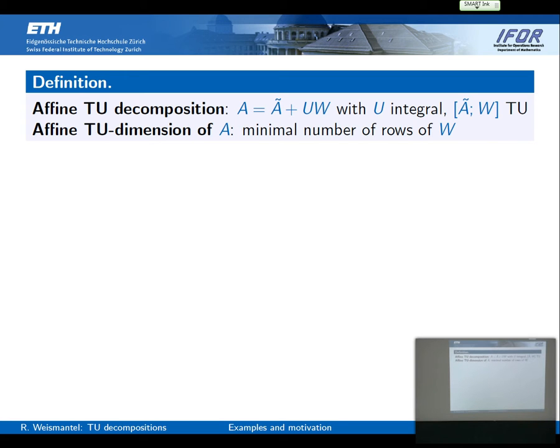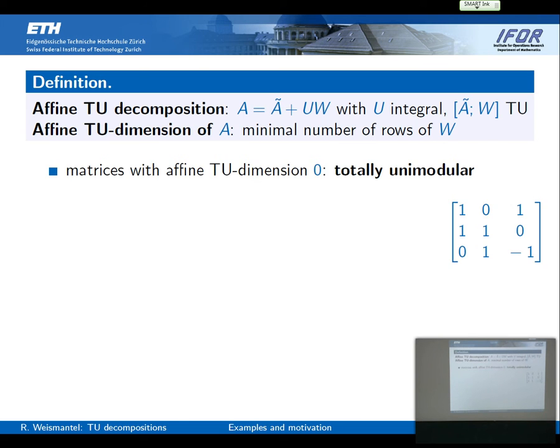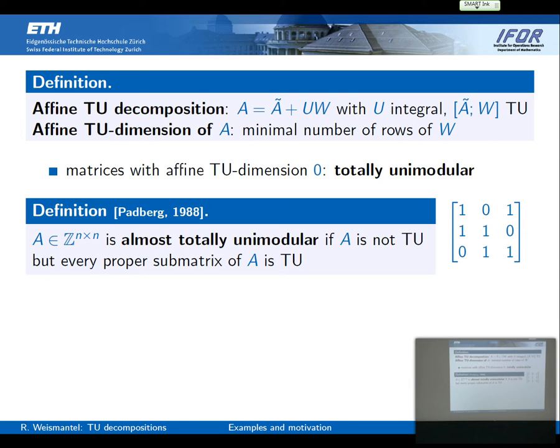But the key idea is sometimes you might be better off and manage to find a smaller number k that allows you to still end up with this kind of decomposition. This is somehow the goal. Now, clearly, matrices with affine TU dimension 0 are just totally unimodular matrices. This is not a totally unimodular matrix. But this is a so-called almost totally unimodular matrix, which is a matrix which is not TU, but every proper submatrix of A is TU. So if you delete a row or a column, then you have a TU matrix.